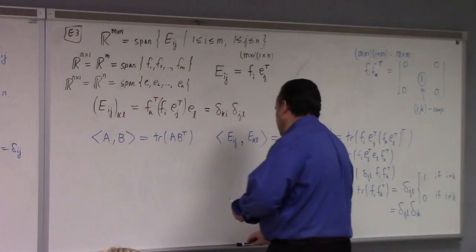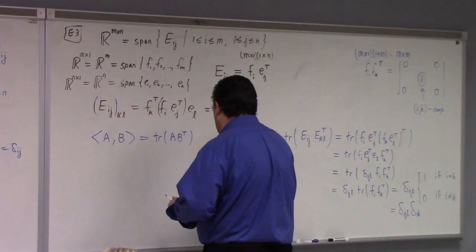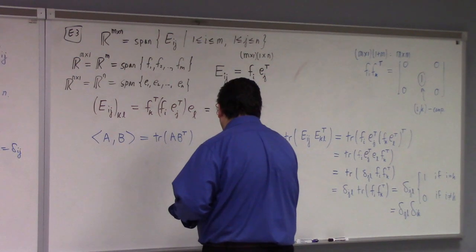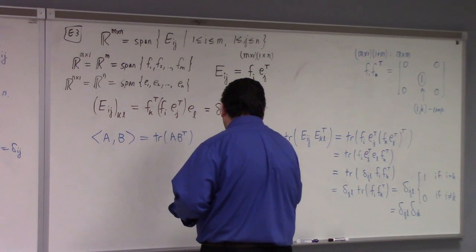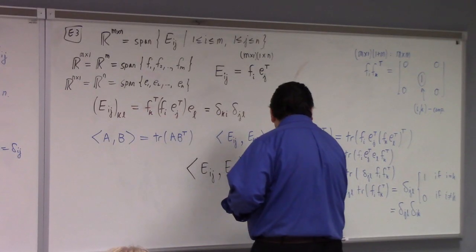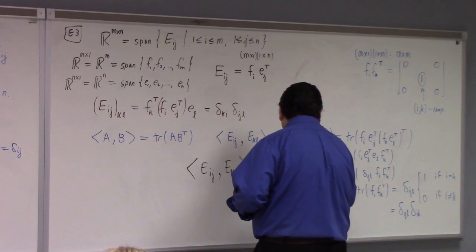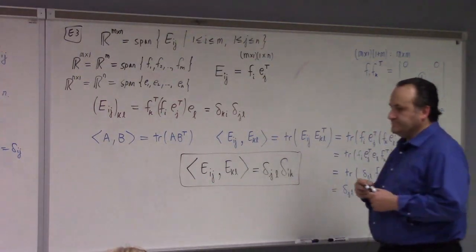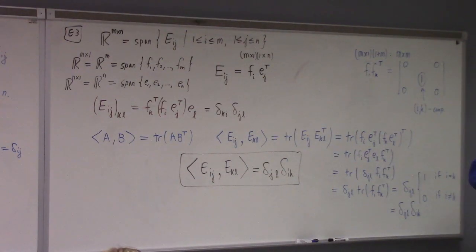Let me write it up here. So we just showed, after a little bit of work, that E_IJ, and there's probably an easier way to show this. This is just the way I did it today, guys, right? Kronecker delta JL, Kronecker delta IK. That's the result we just found. So does that give us orthonormality?